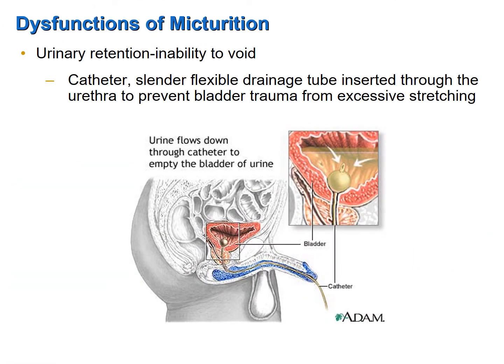If urinary retention is prolonged, there is significant risk of trauma to the walls of the bladder from excessive stretching, and it might be appropriate to install a catheter. A catheter is a slender, flexible drainage tube. It would be inserted all the way up the urethra into the bladder, and there a balloon is inflated to hold it in place. This would allow drainage of the urine from the bladder through the urethra and out of the body.